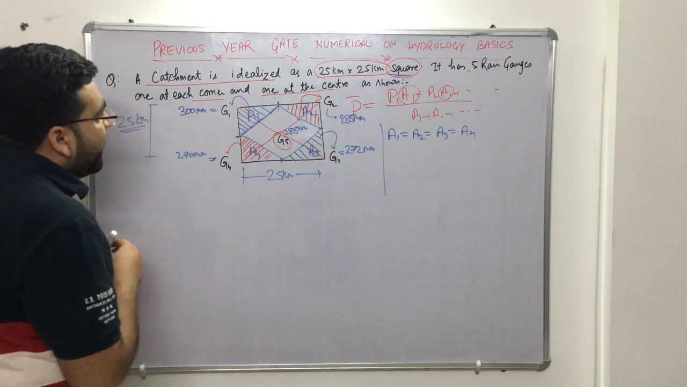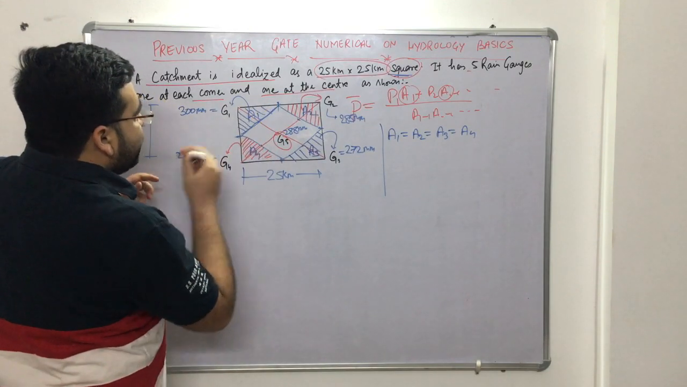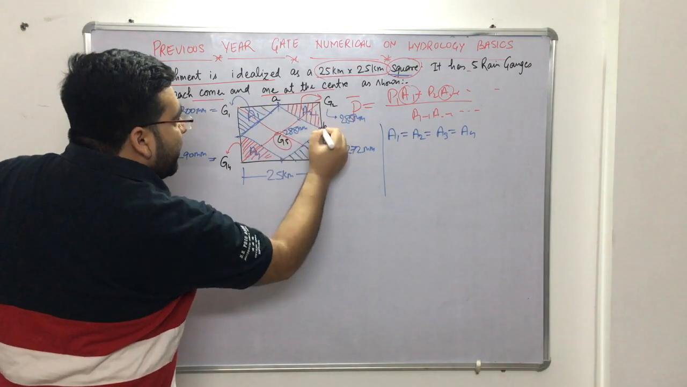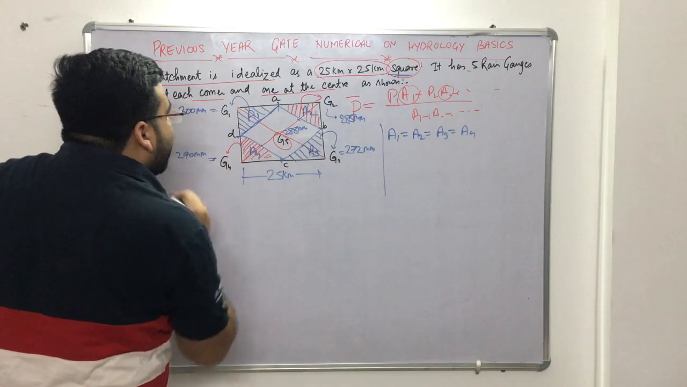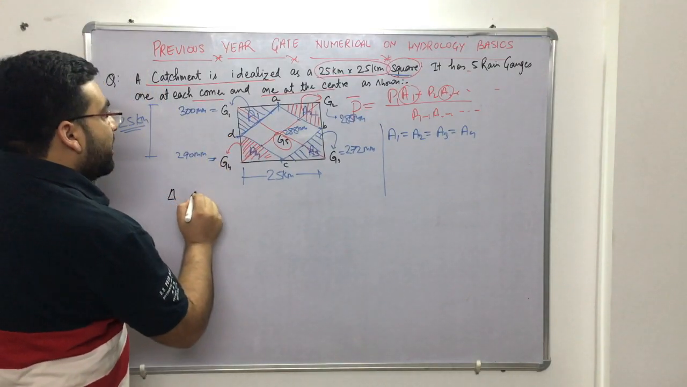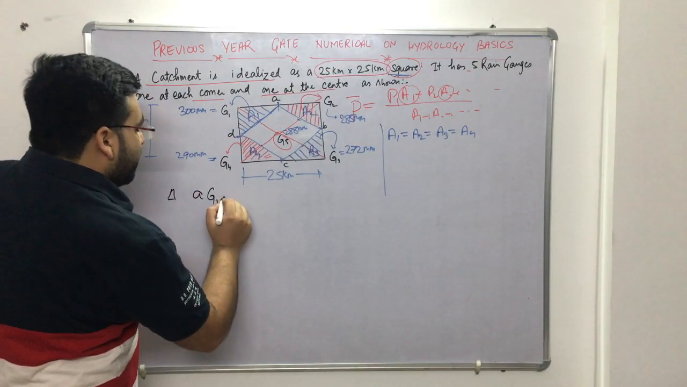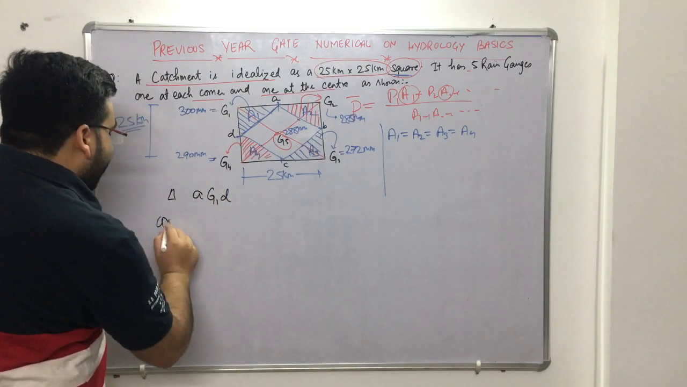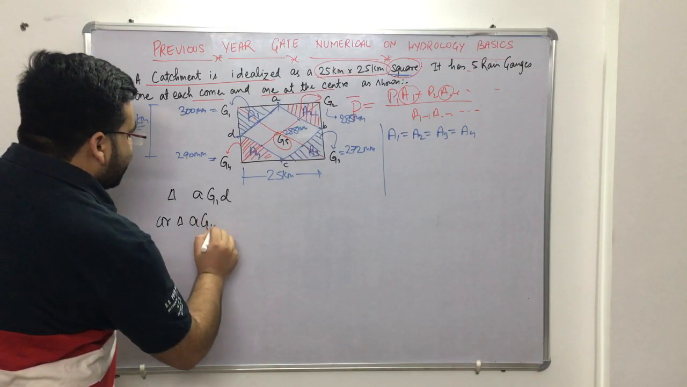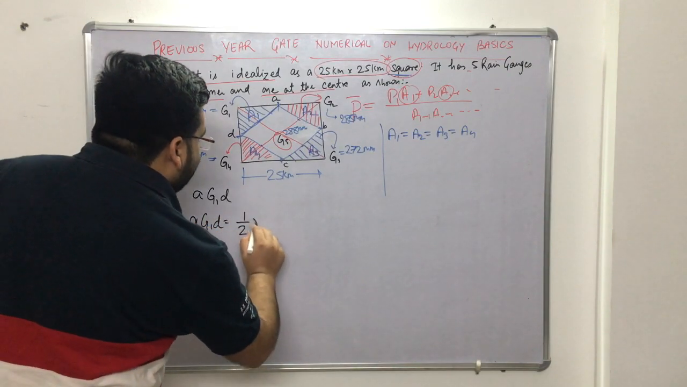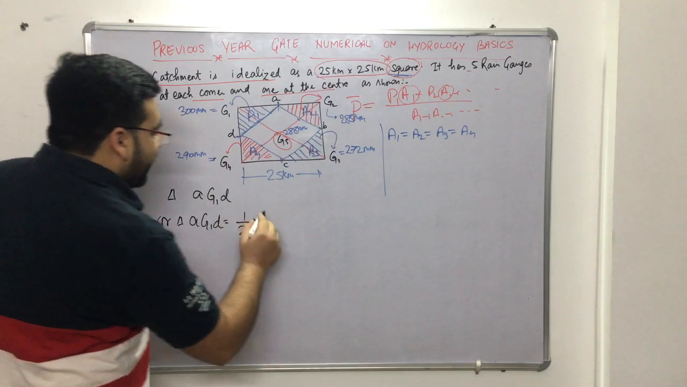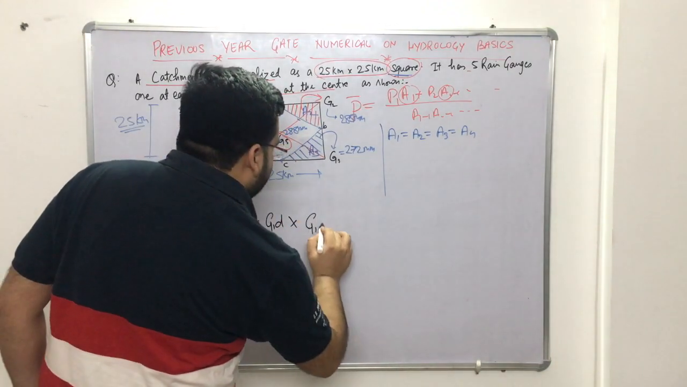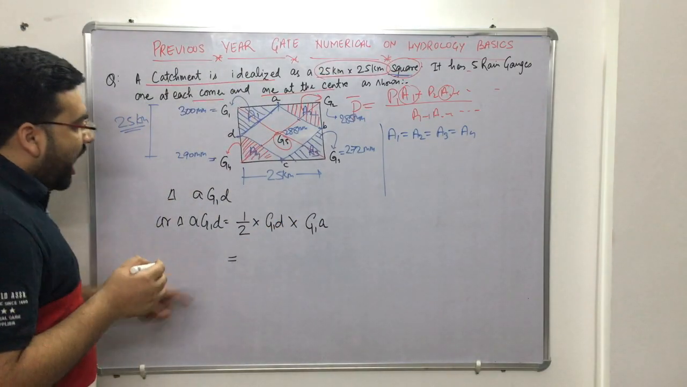So from the geometry, let us consider this triangle. Let us consider this is G1 or G2. Let's say this is A, B, small c, small d, right? Now let us consider triangle AG1D. So area of this triangle AG1D will be equal to half into base into height. So half into base, that is G1D, into height. Height is G1A. Clear?